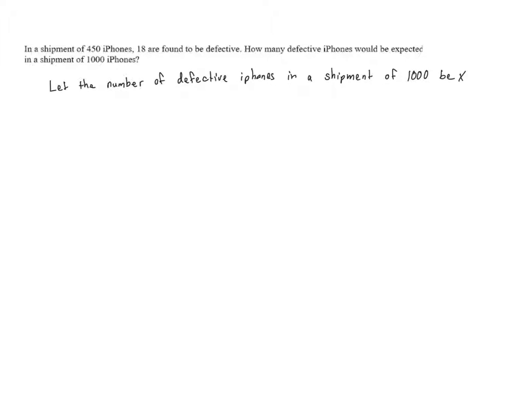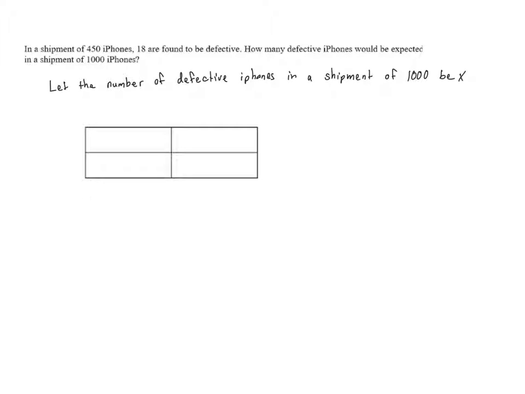This is a proportion problem because we expect the number of defective iPhones to be proportional to the size of the shipment. If you're shipping twice as many iPhones, there's probably going to be about twice as many defective ones. And of course, we hope that none are defective, but that is not the reality of the world. There's going to be some small percentage that will be defective, that won't work. And so we want to figure out about how many in a shipment of 1,000 would be defective. So because this is a proportion problem, we're going to set up a table to organize our information.